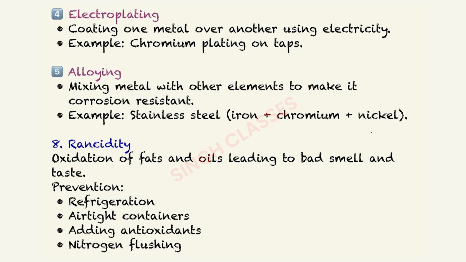5. Alloying. Mixing metal with other elements to make it corrosion resistant, like stainless steel made of iron, chromium, and nickel. 8. Rancidity. Oxidation of fats and oils leading to bad smell and taste. Prevention: refrigeration, airtight containers, adding antioxidants, and nitrogen flushing.